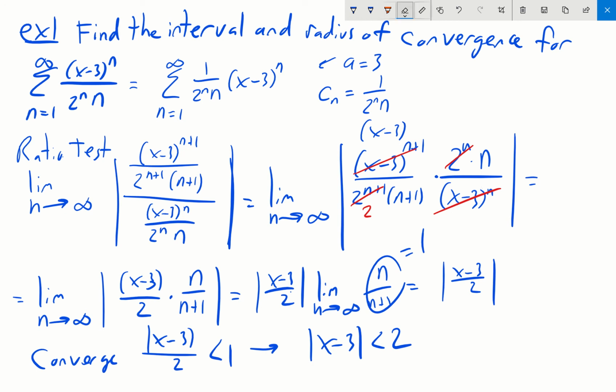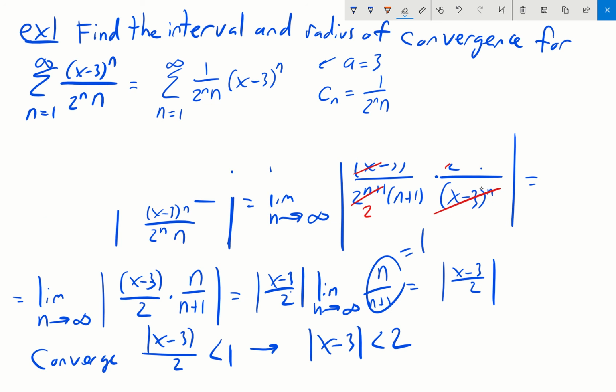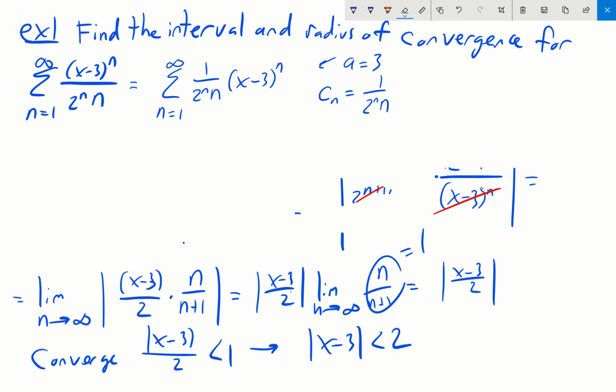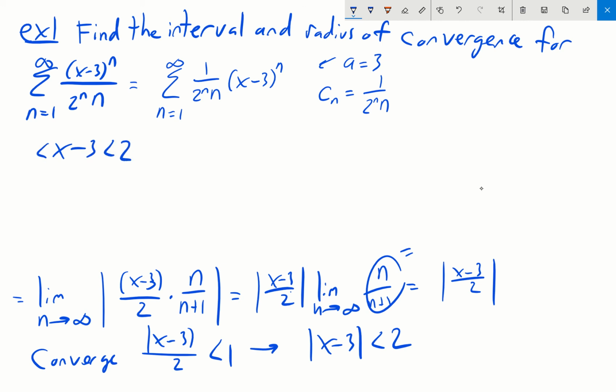That will provide us with the following interval. So it's going to be x minus 3 has to be less than 2, but greater than negative 2. If we add 3 to every part of this inequality, we get 1 is less than x is less than 5.